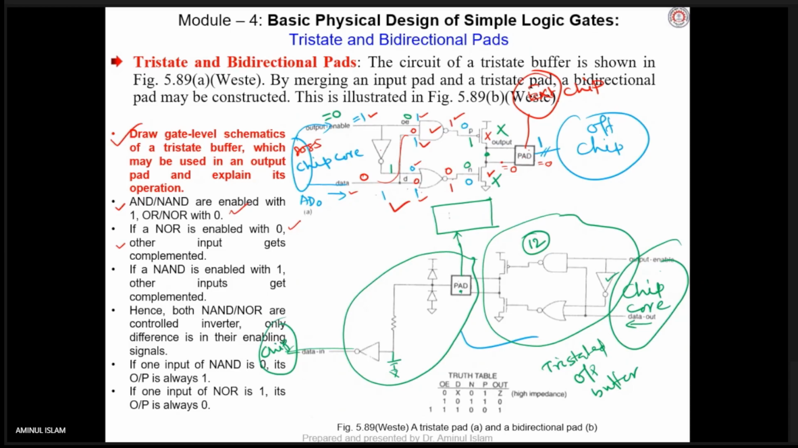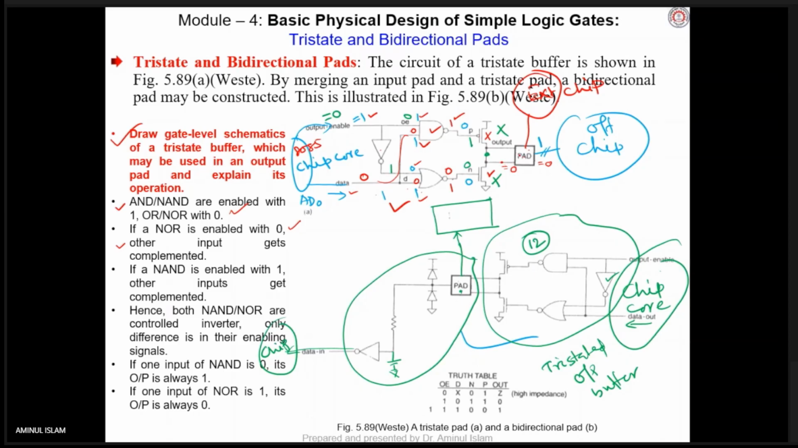Data is going, or the complement of data is going. What is happening? Is it correct? We are analyzing correctly. Data, you are sending a data. Is it going to the pad? No, sir. Somewhere we have made a mistake. Sir, the enable is 0, so it should be in a high impedance state. It is in a high impedance state.